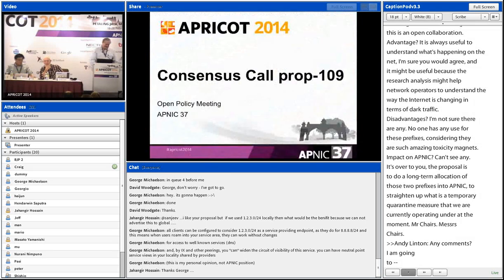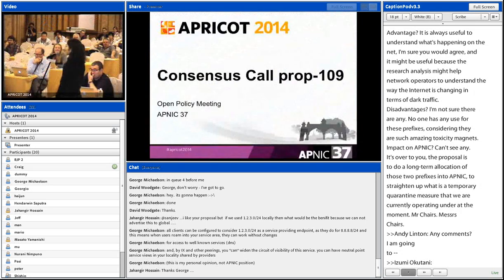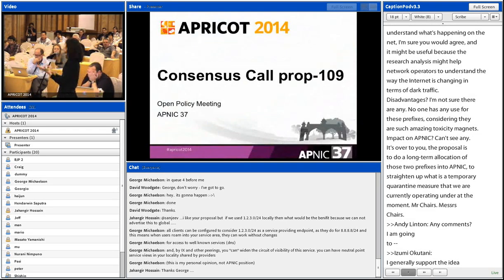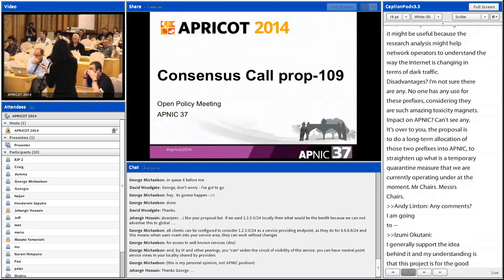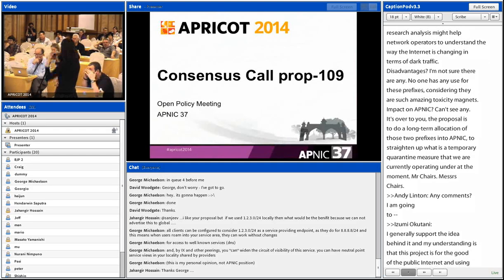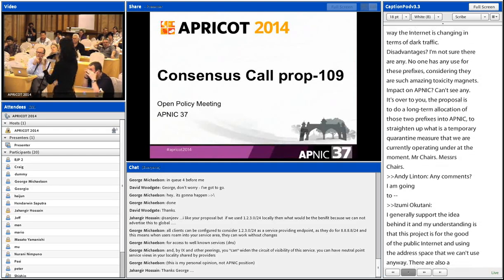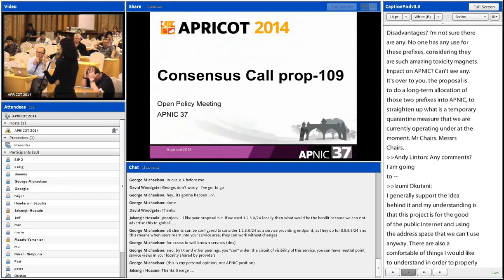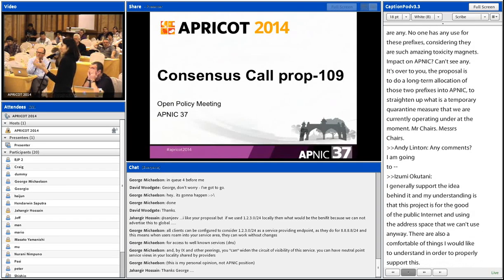So this is Izumi from JPNIC. I generally support the idea behind it, and my understanding is that this project is for the good of the public internet and using the address space that we can't use anyways. But there are also a couple of things that I would like to understand in order to properly support this. So would the research results be publicly made available? Well, start with a simple question.